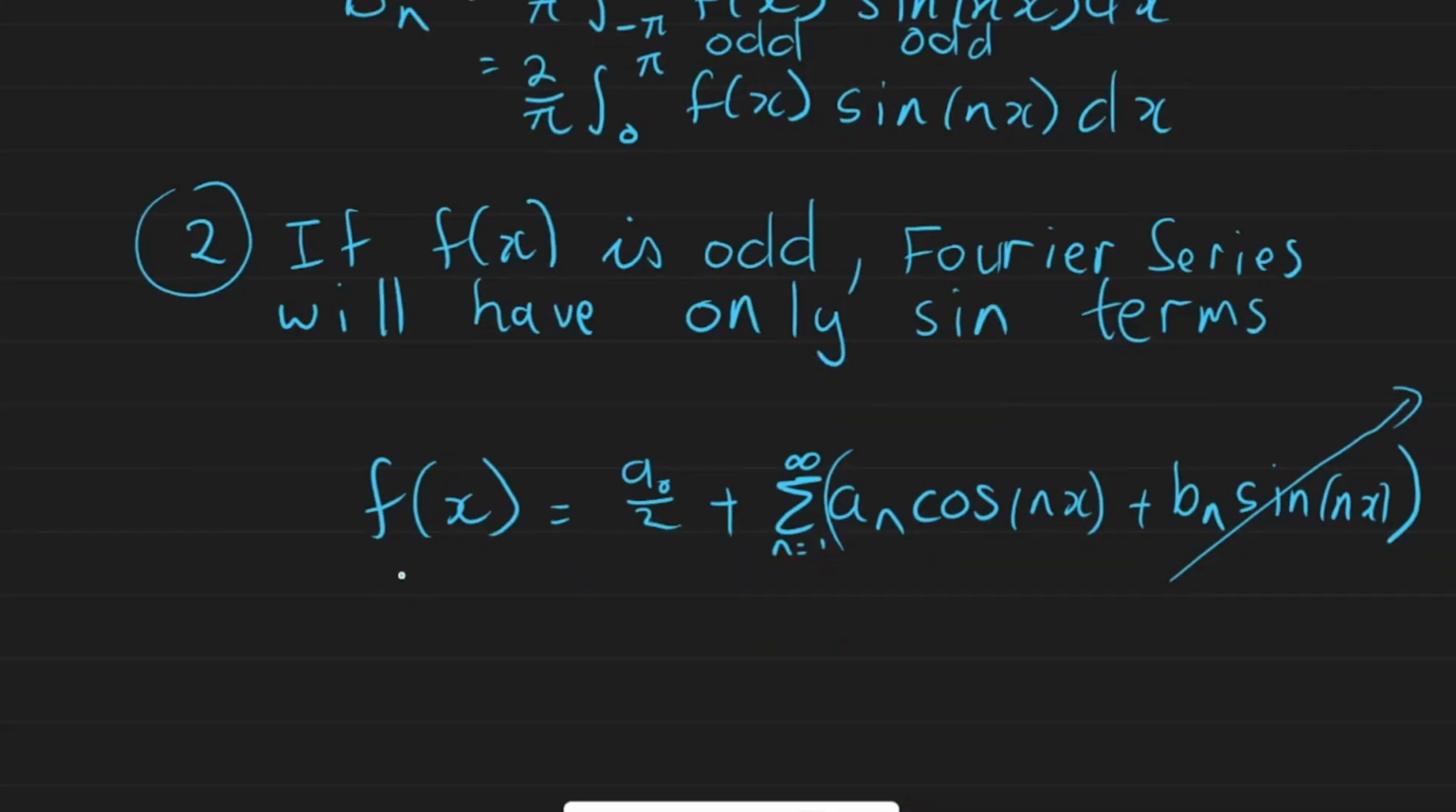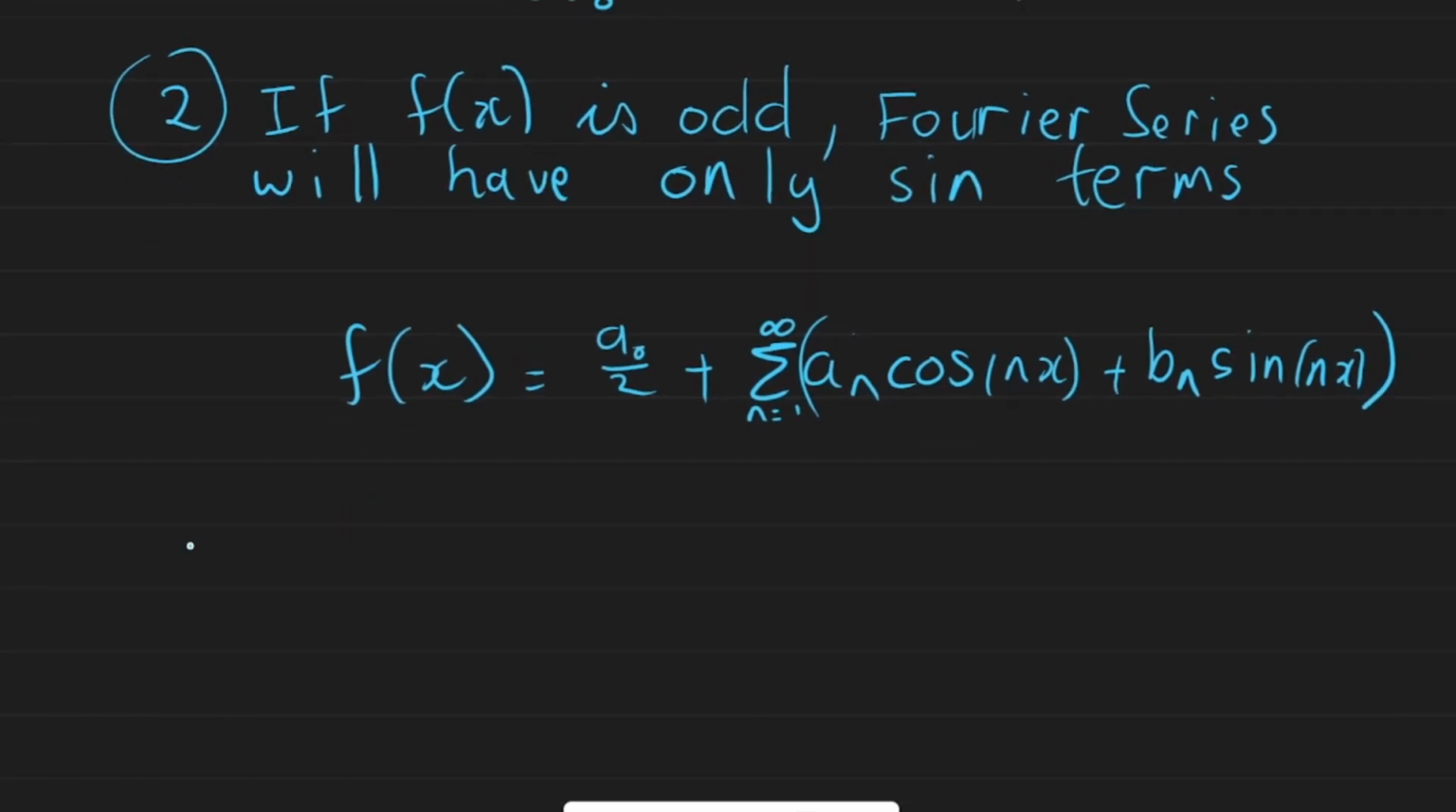So if f of x is even, then bn will equal 0, and we'll only have these cos terms. Similarly, if f of x is odd, then an is going to be 0, and we will only have bn, and the series will only contain sine terms. So those are two important facts. They simplify our work quite considerably. We don't need to write integrals for two coefficients if we can identify whether the function is odd or even.